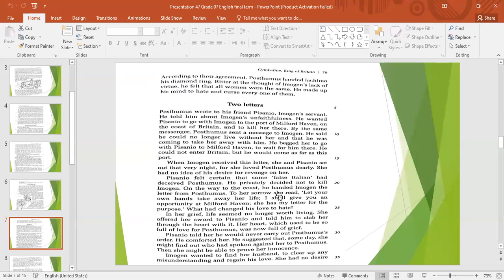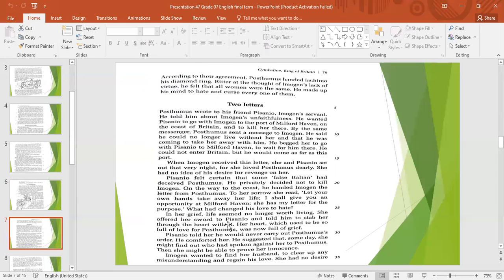To her sorrow, she read, "Let your own hand take away her life. I shall give you an opportunity at Milford Haven. She has my letter for the purpose." What had changed his love to hate? In her grief, life seemed no longer worth living.